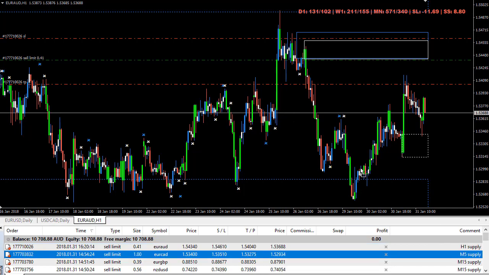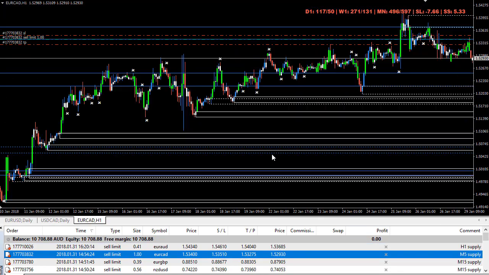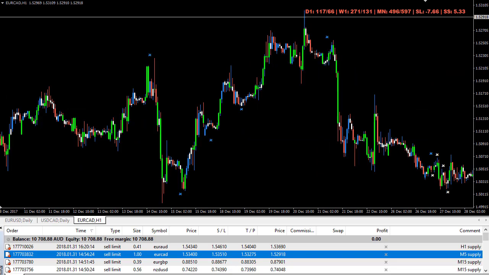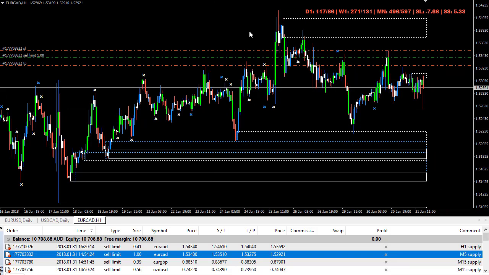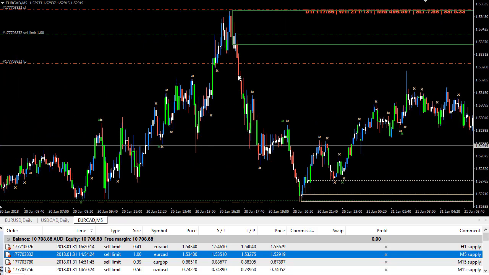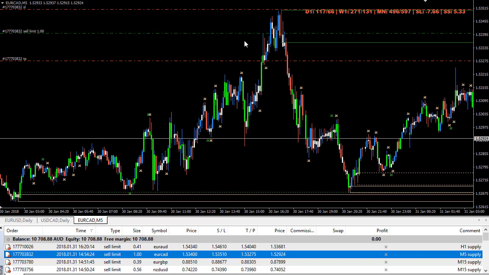Okay, let's have a look at the next one. This is a 5-minute supply. Let's see what I mean by 5-minute supply. I don't really look at 5-minute supply, but you can see what's going on here. So if we have a look, we have this one up here. Let's go to the 5-minute chart, and you can see that it looks like this. So we have a high, sorry, a low, a high, a low, high.